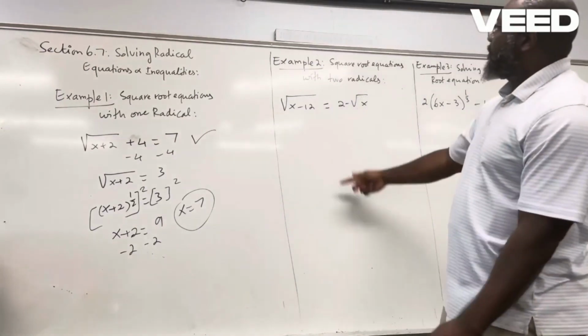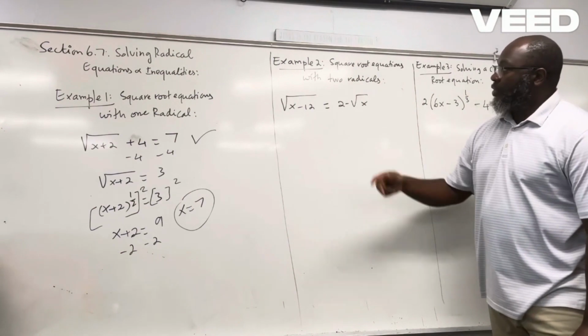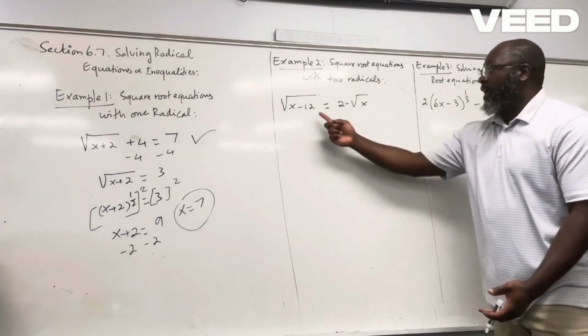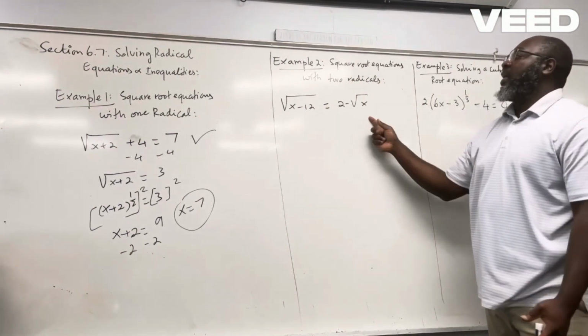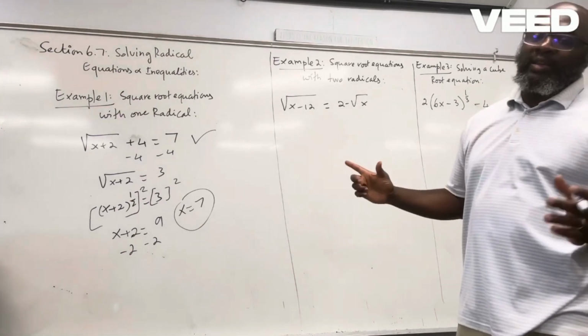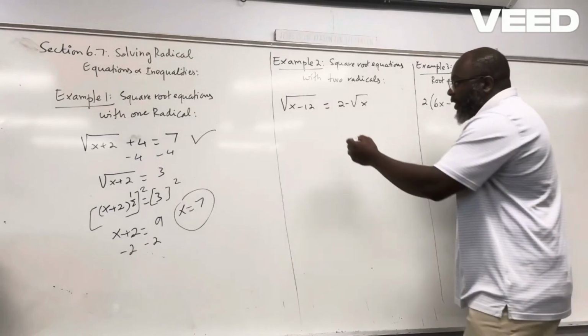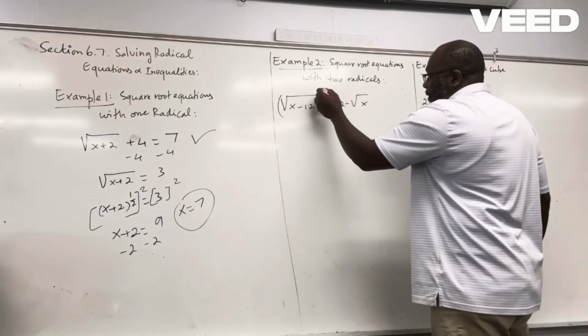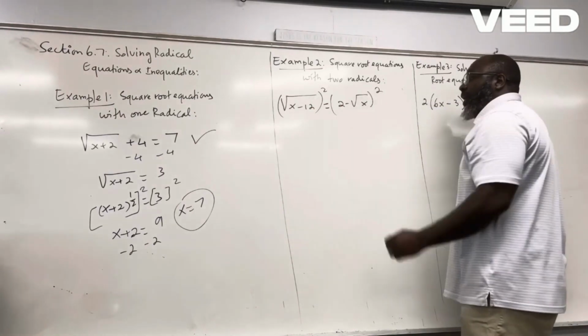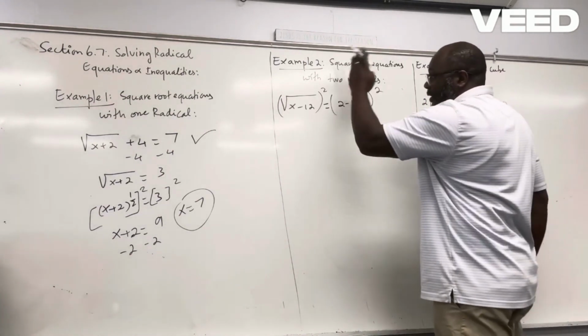The next is, now you have a square root equation with two radicals, okay? Two radicals, so you have a radical here and a radical here. So they are already isolated. So this is on this side, this is on this side. So all you have to do is square both sides of the equation. Okay, you're gonna square both sides. Okay, when that happens, again, this eliminates the radical.